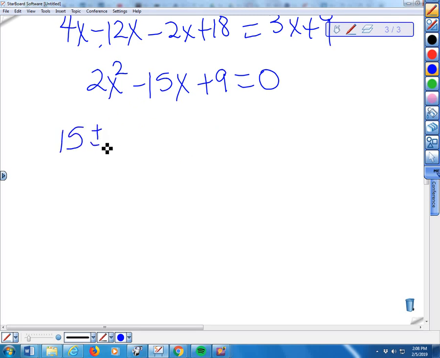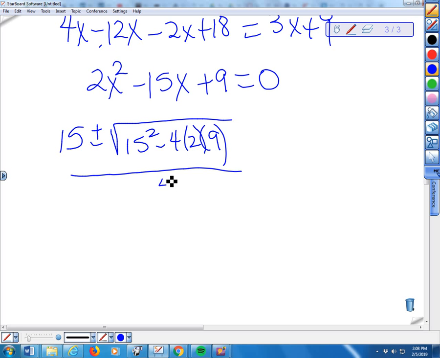Negative b, plus or minus the square root of b squared minus 4ac, all over 4. 15 squared minus 72 is 153. I'm done. So I don't have to worry about checking anything because this is going to be an irrational solution. But that's how we solve rational equations.